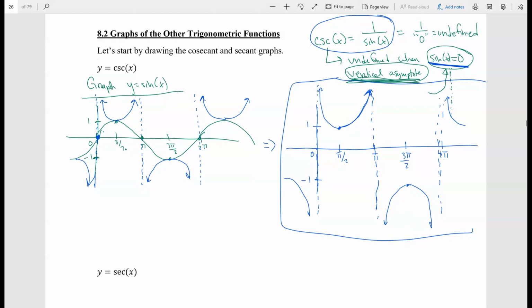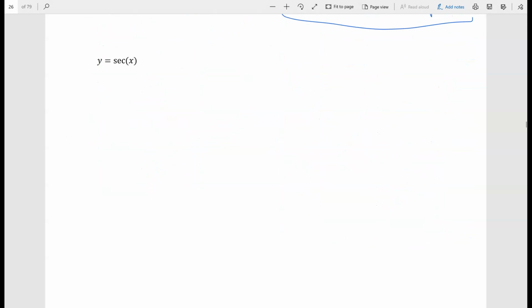Now we're going to do the same thing with the secant curve. Now the secant curve, remember that the secant of x is equal to 1 over the cosine of x. And you remember that you're going to have vertical asymptotes where the cosine is equal to 0. You will have vertical asymptotes.